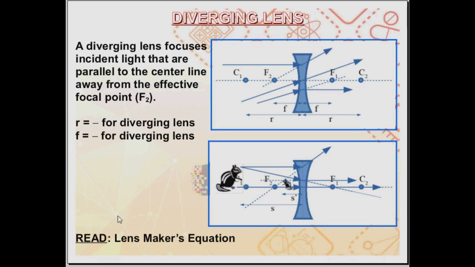For a more complete picture of image formation with lenses, you might want to read up on the lens maker equation. The lens maker equation basically tells you how the focal length of an arbitrary lens is determined. So you might want to consider this as a reading assignment for a more complete picture of image formation with lenses.